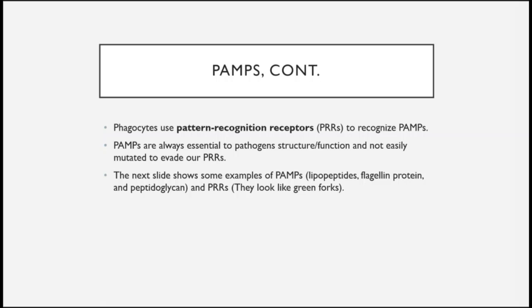So phagocytes use pattern recognition receptors on their cell walls in order to recognize the PAMPs. PAMPs are always essential to pathogen structure and function, so they are not easily mutated in order to evade our PRR, or pattern recognition receptors. In the next slide, we'll show some examples of PAMPs, such as lipopeptides, flagellin proteins, and peptidoglycan. The PRRs are the green forks.